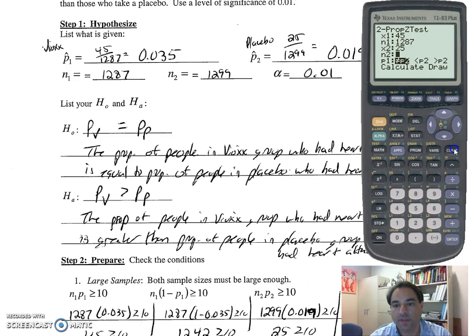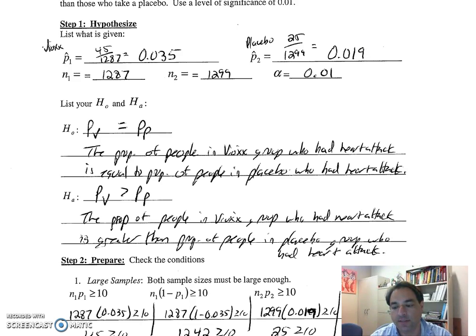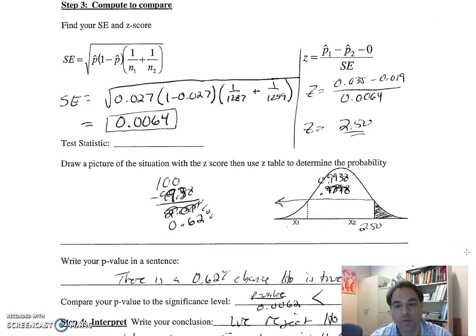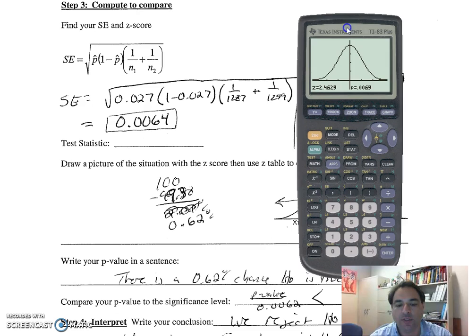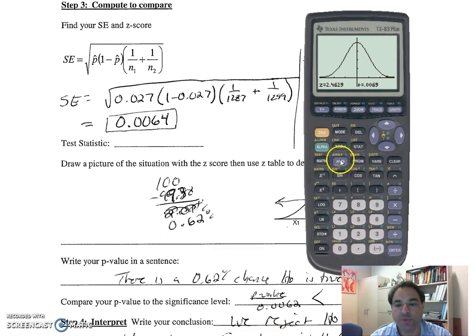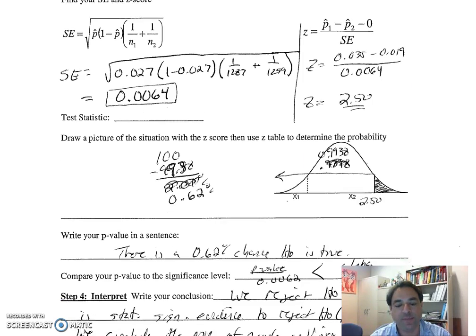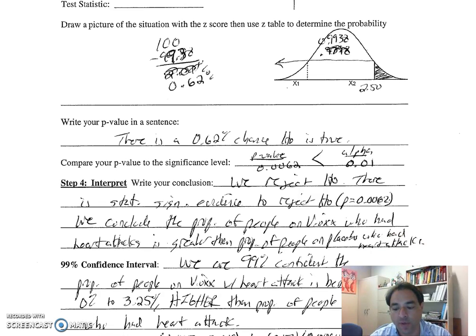25 out of 1299. And we're saying that the first group is greater than. When I go to draw, again, if you get an error at this page, one of your plots is probably on. 2.46. And again, we did it by hand. We got 2.50, very close. Remember, the calculator is going to be more exact, but they're very close. We got 0.0062. They got 0.0069. Very close. So again, be careful with your decimals, but the p-value is definitely smaller than alpha.